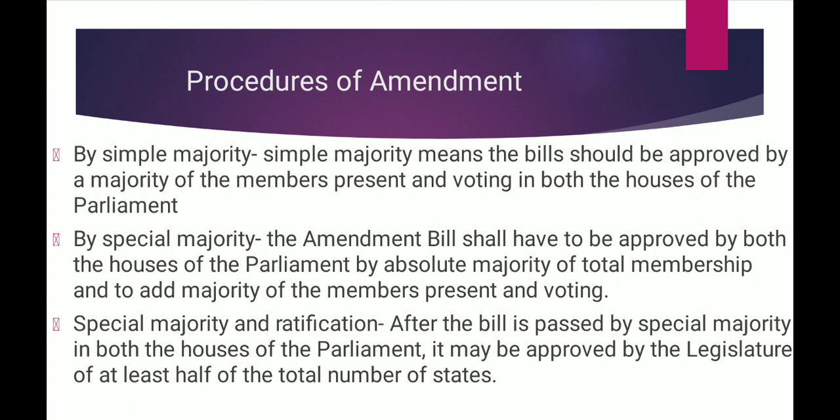Number 1, by simple majority. Certain provisions of the Constitution can easily be changed by passing the amendment bill by simple majority. It means the bill should be approved by a majority of the members present and voting in both the houses of the parliament. You know that our parliament consists of two houses, Lok Sabha and Rajya Sabha.